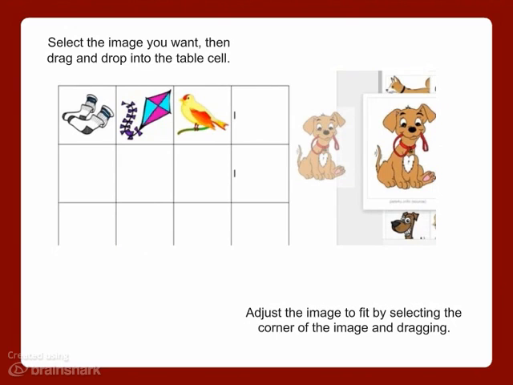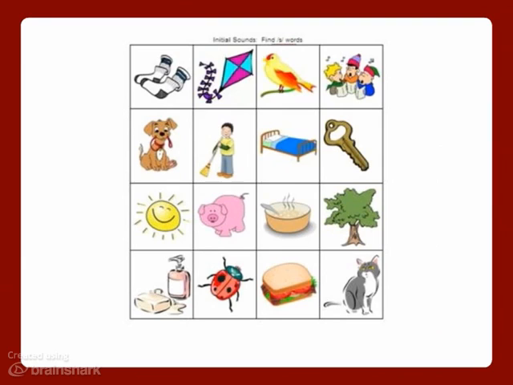When you have decided on an image that you would like to use, select the image, then drag and place it into the table cell. The image should be the right size because we changed the table properties. But if you need to change the size of the image, select a corner and drag. If you see a number in the table cell after adding the image, just delete it. Continue finding pictures for your board until you have it completed.